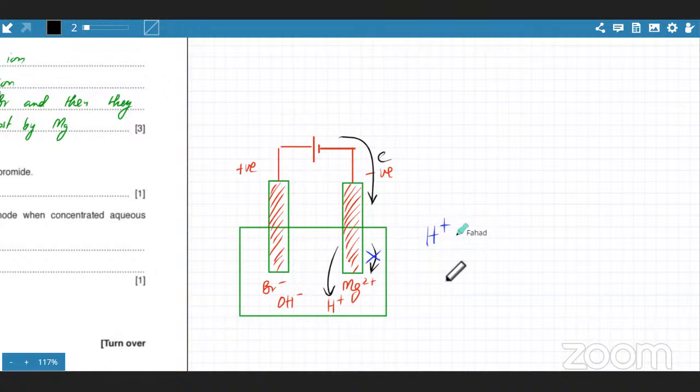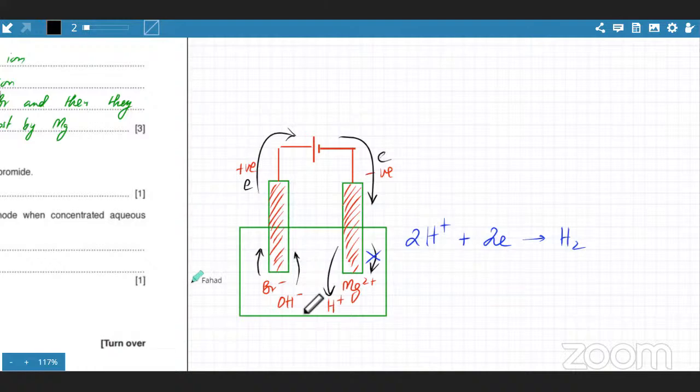And hydrogen is diatomic, so you have to double that. So it's going to be 2H+ gaining 2 electrons to form H2 gas. A diatomic molecule would be formed. On the other side, let's move to the other side now. The positive side of the battery is trying to gain electrons, so it's pulling electrons away from Br-1 or OH-1. So one of them would be the one that would be losing electrons. It could either be Br-1 or it could be OH-1.